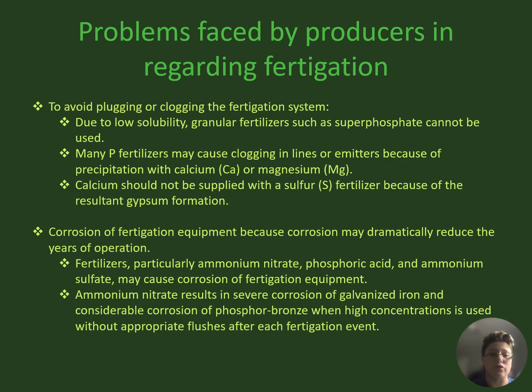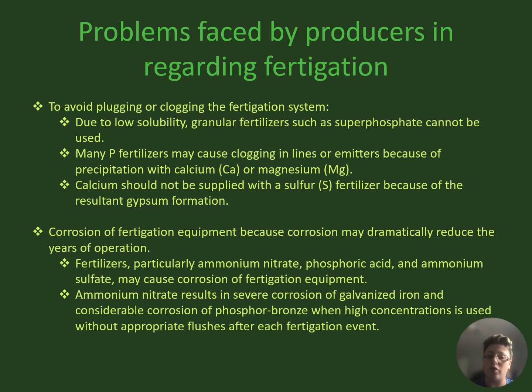Problems faced by producers regarding fertigation. To avoid plugging or clogging the fertigation systems: due to low solubility, granular fertilizers such as superphosphate cannot be used. Many phosphorus fertilizers may cause clogging in lines or emitters because of the precipitation with calcium or magnesium. Calcium should not be supplied with a sulfur fertilizer because of the resultant gypsum formation.